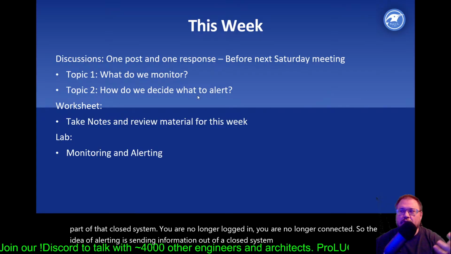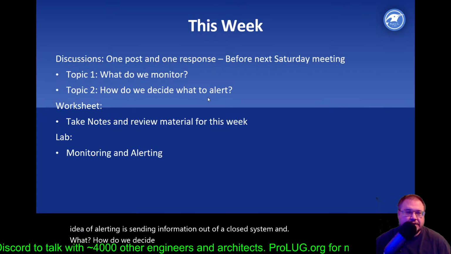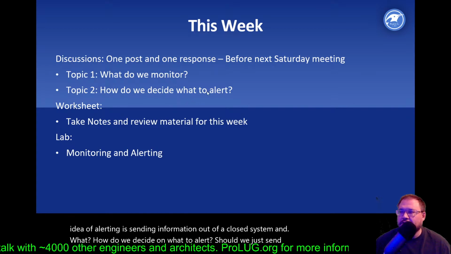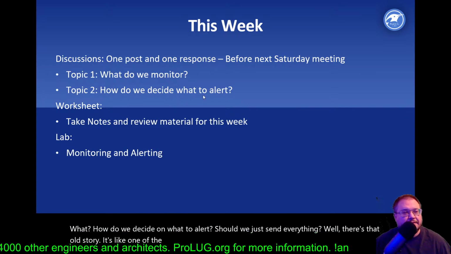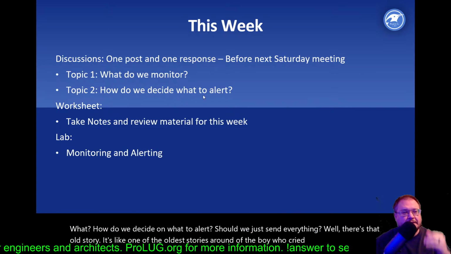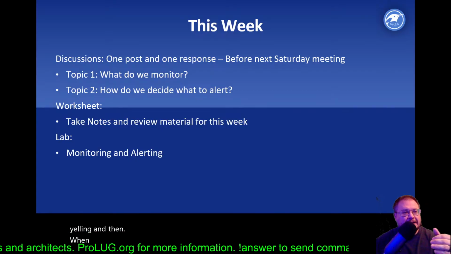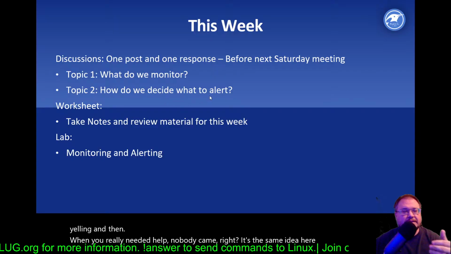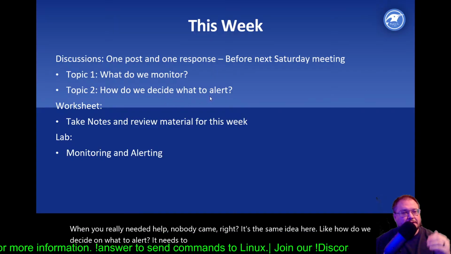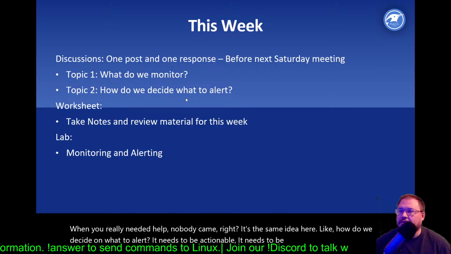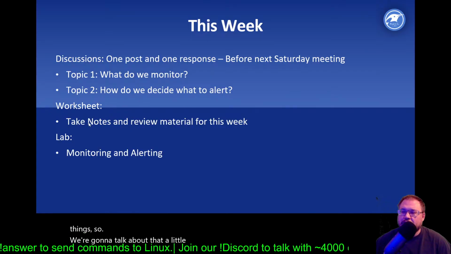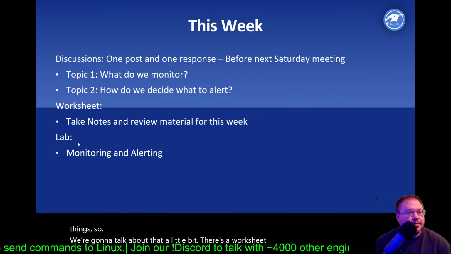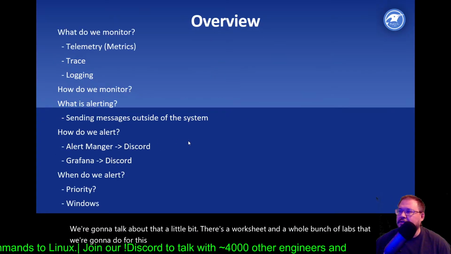And how do we decide on what to alert? Should we just send everything? Well, there's that old story, one of the oldest stories around, of the boy who cried wolf. The boy kept yelling, and then when you really needed help, nobody came, right? It's the same idea here. How do we decide on what to alert? It needs to be actionable. It needs to be timely, and these kinds of things. So we're going to talk about that a little bit. There's a worksheet and a whole bunch of labs that we're going to do for this. So, all right, let's get into it.